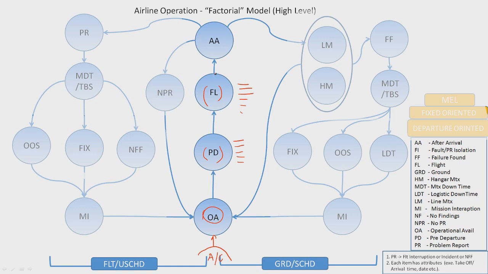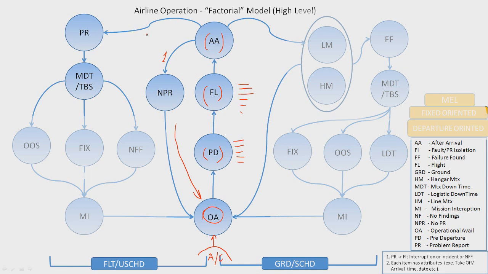Next, aircraft landed. We have the after arrival state, okay? From after arrival, we can have a minimum of 3 transitions. Transition number 1, no problem was reported. So everything is okay, passengers are happy, pilots are happy, aircraft landed. What does it mean? Operational availability. We have an aircraft for the next flight.